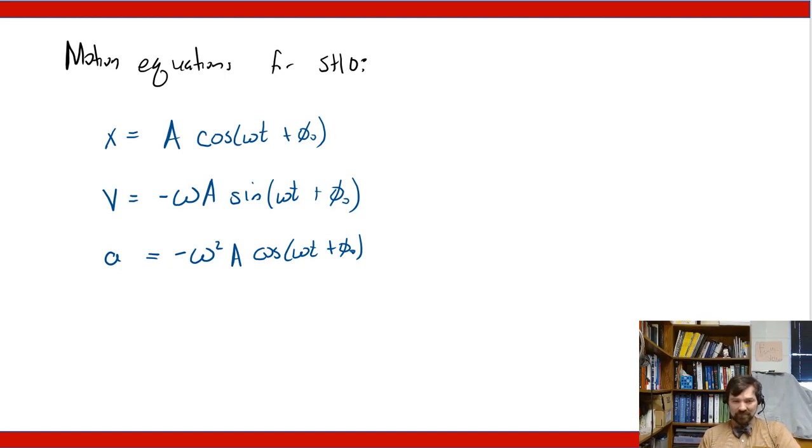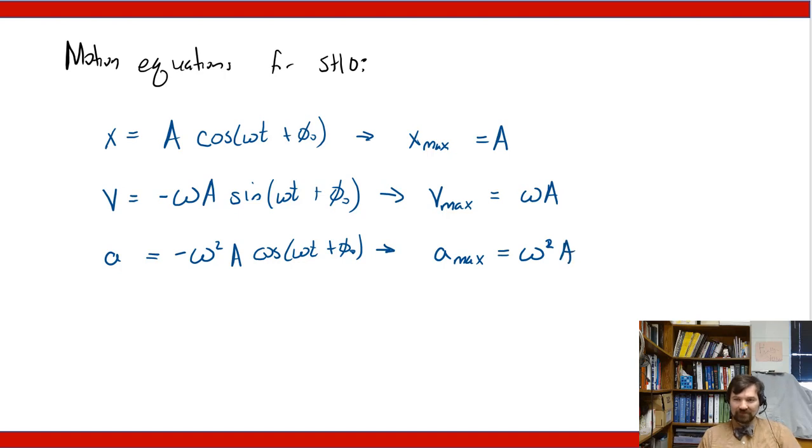Final note here. The maximum value that v can have for this entire equation, if sine is equal to plus 1 or minus 1, those are the max and min possible values for sine, and multiplied by minus 1 basically means that the maximum value for the speed is omega times A. You could say that the maximum value for the position, for the displacement from equilibrium, is just A. And for this one, the maximum acceleration is omega squared A.